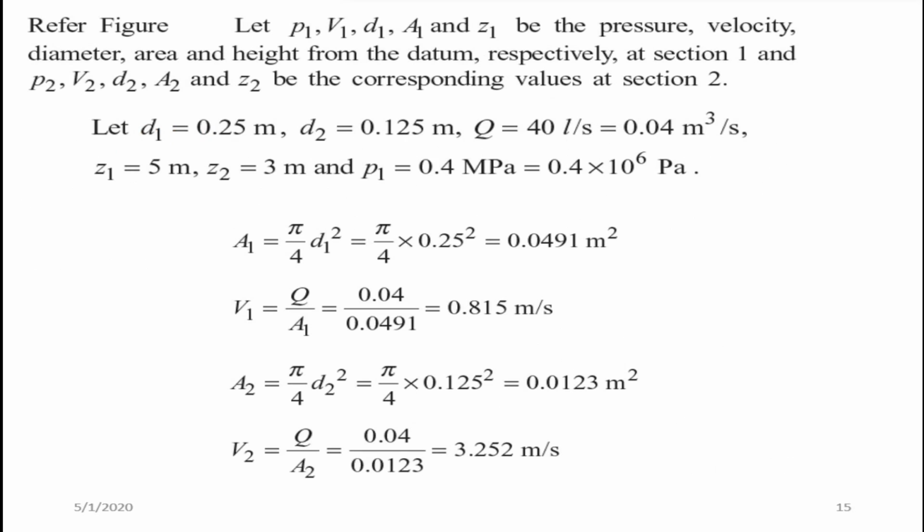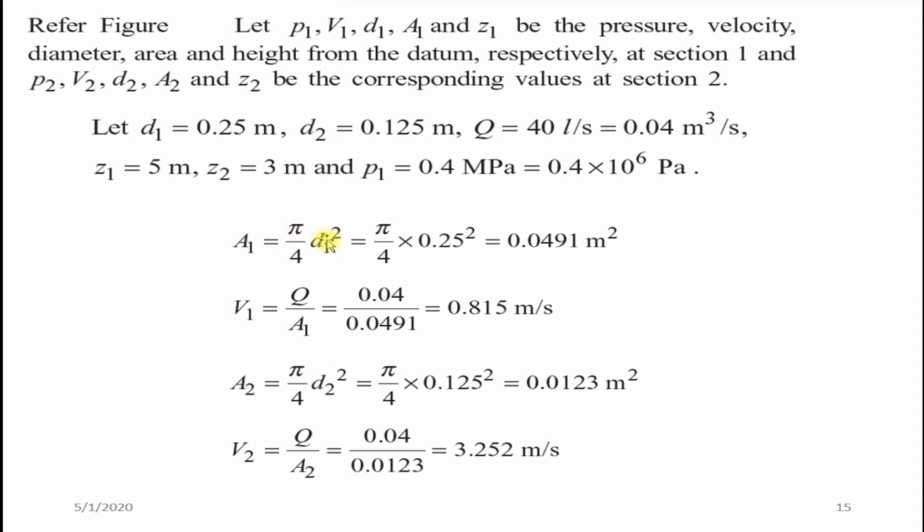So now we have to find out pressure intensity. For that, first you find area and velocity, because it is required in the Bernoulli's equation. P by rho g is the pressure head, V square by 2g is the kinetic head and Z is the potential head. So in order to substitute that, you need to find out area and velocity.